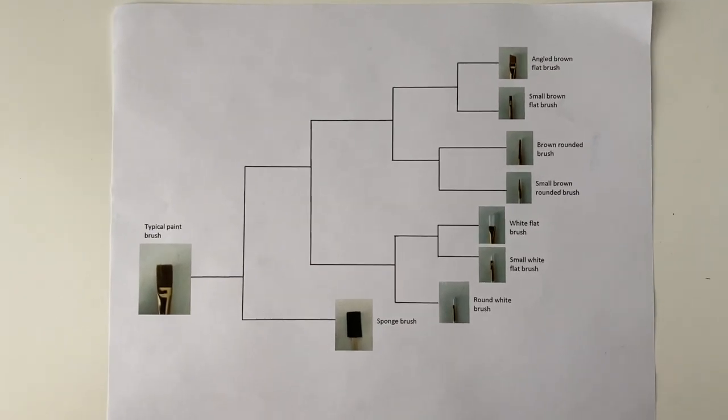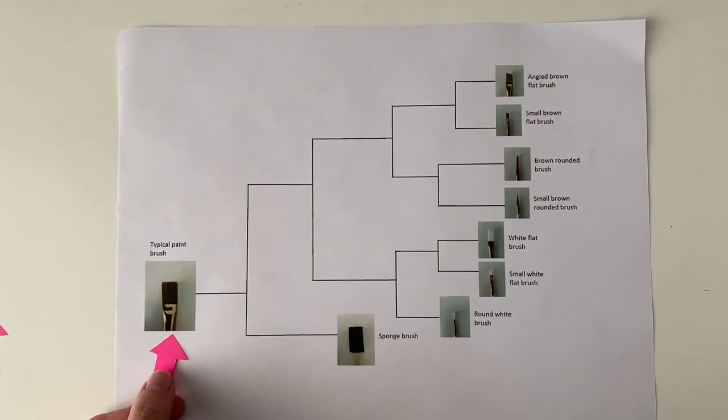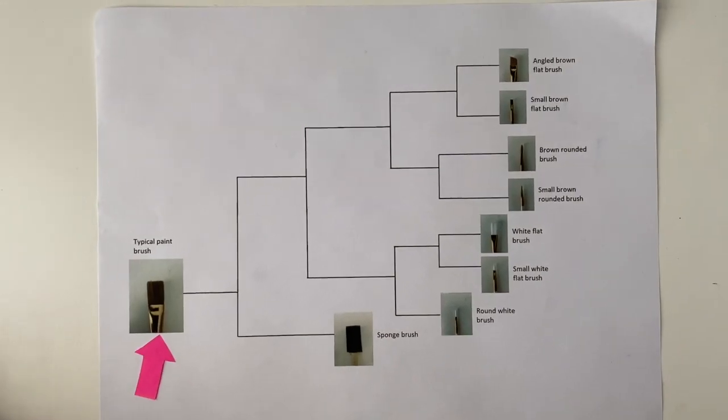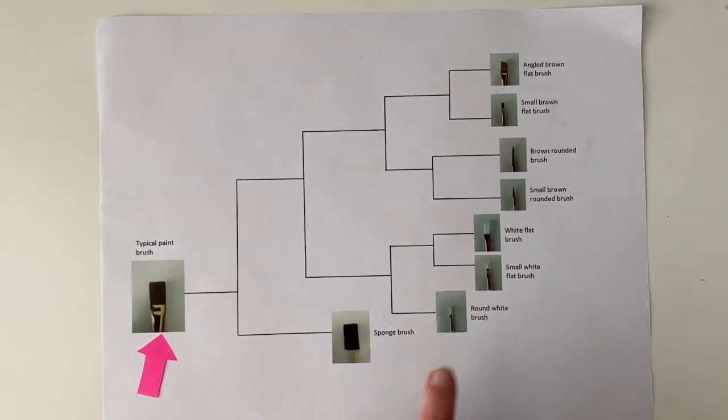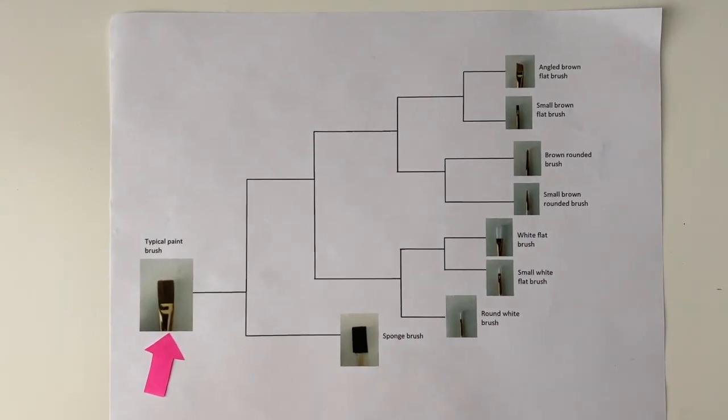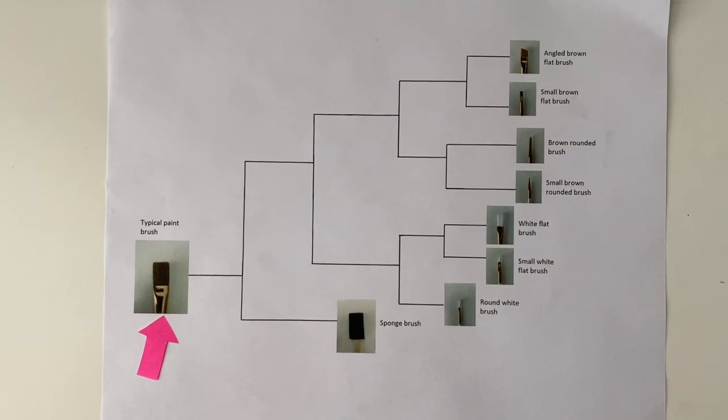This tree has a most recent common ancestor, the typical paintbrush, from which all the OTUs eventually evolved. And all these OTUs, each paintbrush, are the organisms whose evolutionary relationship the tree represents.